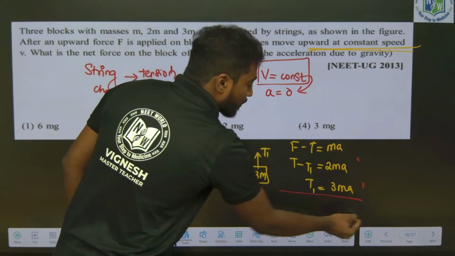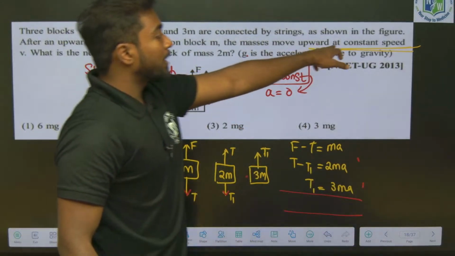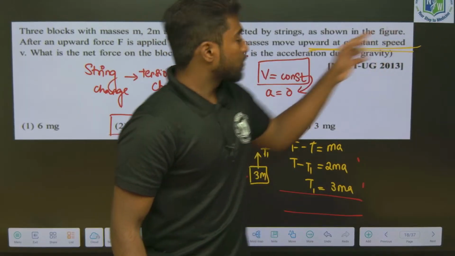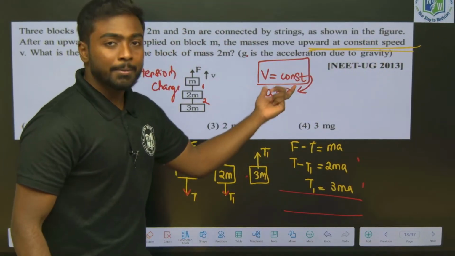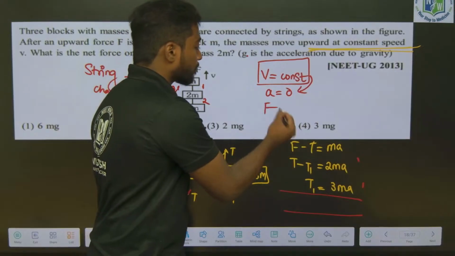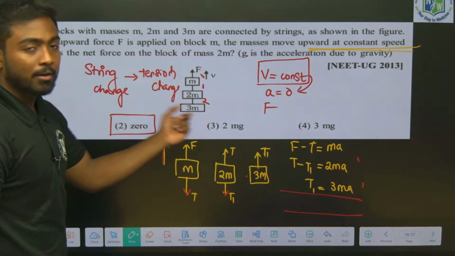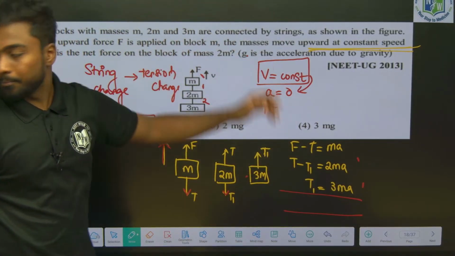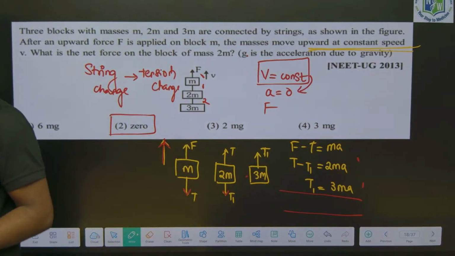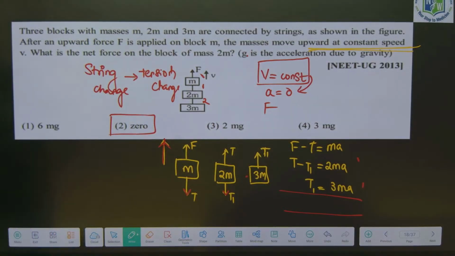I can substitute this, but one thing is given, that is constant speed, right? So velocity will be constant, acceleration will be 0. So force will be 0, right, in that block. So it's moving at constant speed. So understood, Muhammad? Jonas? Okay, we'll go for the next question.